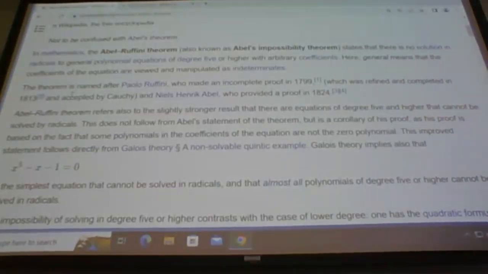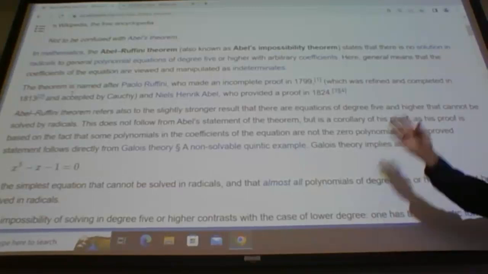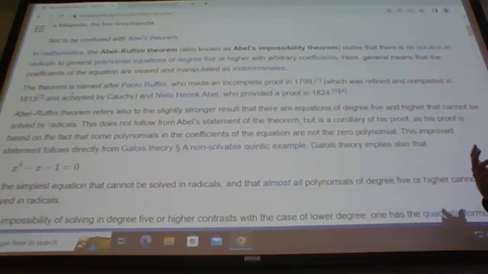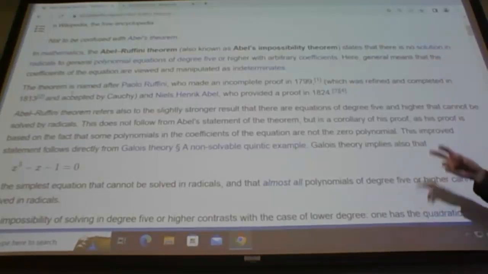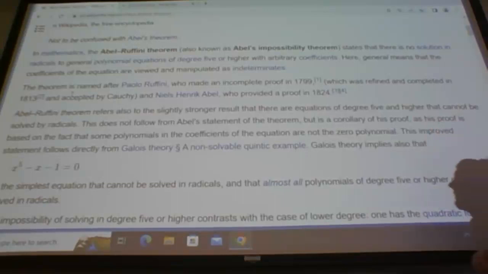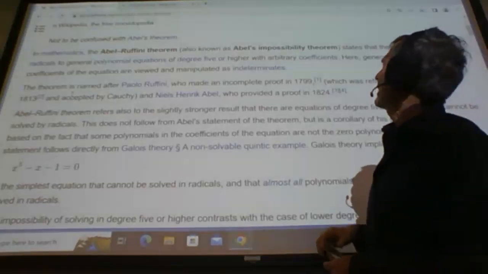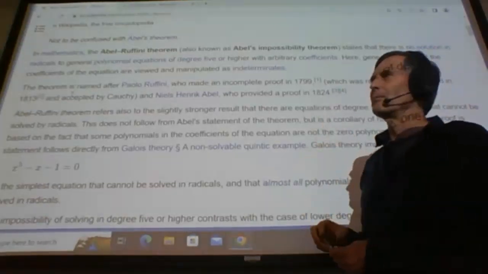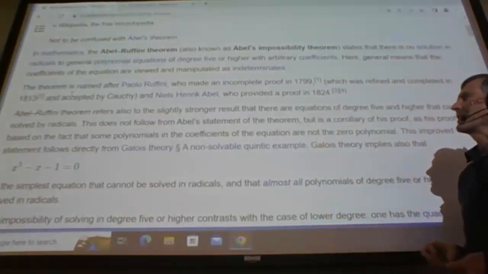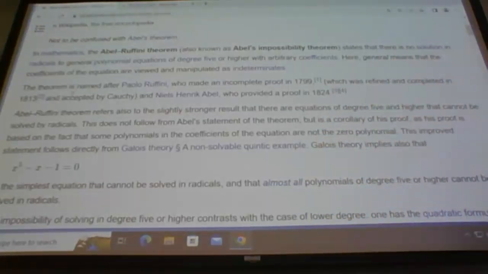But Abel's impossibility theorem says, amazingly, that for a fifth degree polynomial or higher, there is no finite expression in terms of arithmetic, powers and roots for finding all the solutions of a fifth degree polynomial equals 0, and hence filling in the blanks. Quite an interesting result. Abel died pretty young. It's very sad. He got tuberculosis in Paris. You can look it up on Wikipedia and read all about it.